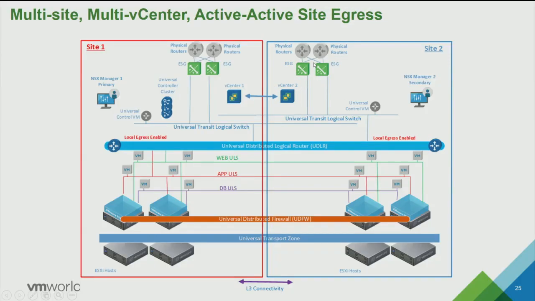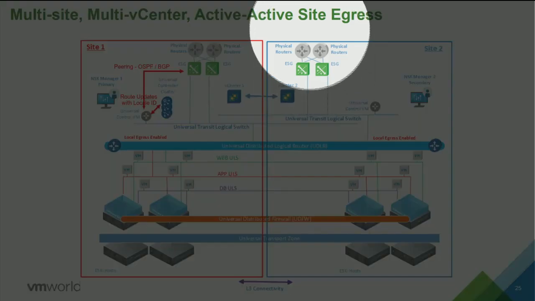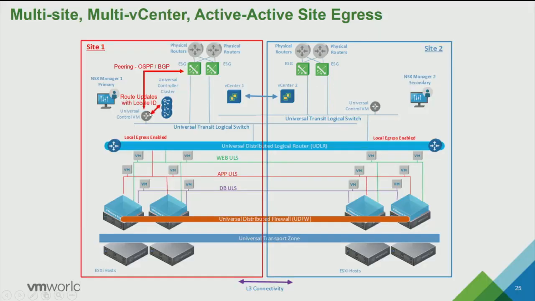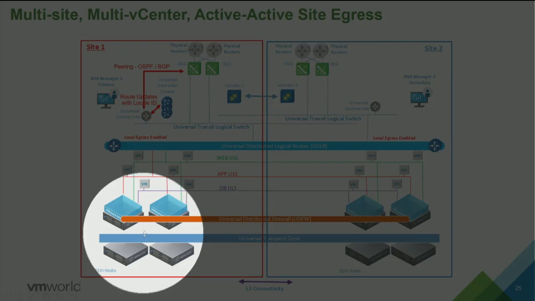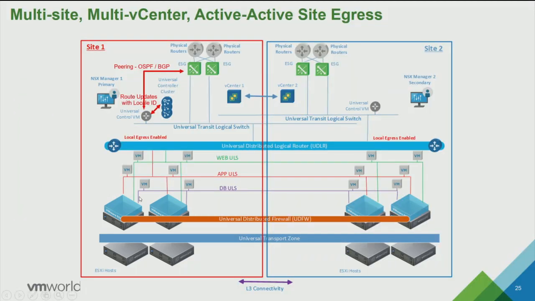So let's see what happens here. Again, the universal control VM is peering with ESGs at site 1. It gets the best forwarding information and passes that to the universal controller cluster. However, you'll see it passes it with something called a local ID. So what is this local ID? This is a unique 32-bit identifier. By default, it's the UUID of the local NSX manager, and these hosts have that same UUID by default. So this is passed with the routing information to the control cluster, and we'll see later on how this is used as a filtering mechanism when these routes are distributed.